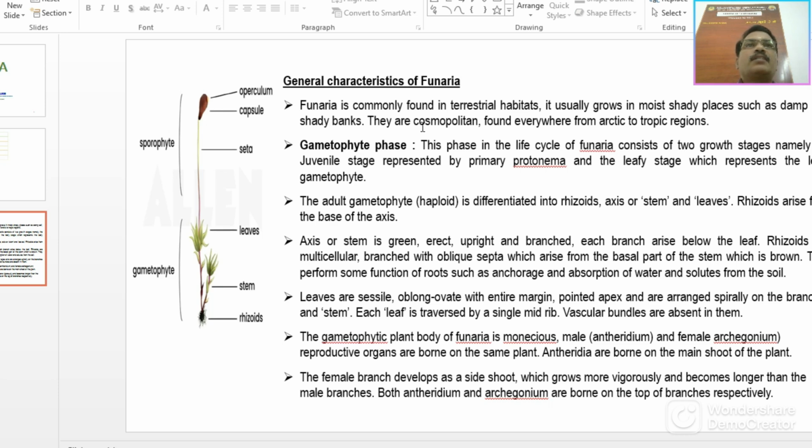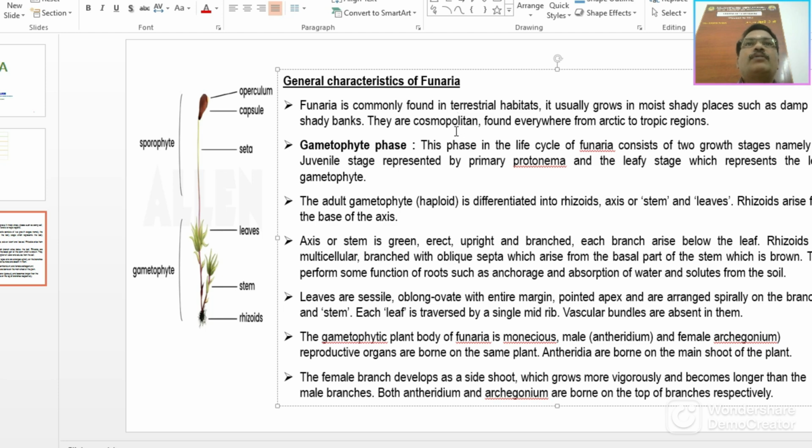So the Funaria has a cosmopolitan distribution. What do you mean by cosmopolitan distribution? That means it can grow everywhere on land. So it is distributed all over the world, found everywhere from Arctic to tropic regions. So that is called cosmopolitan distribution.